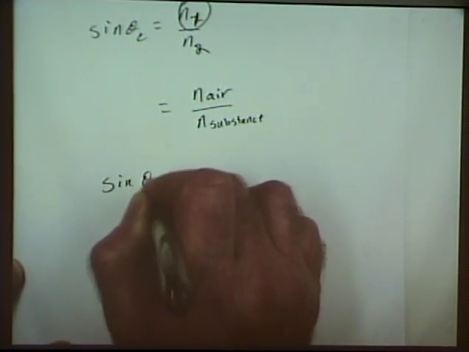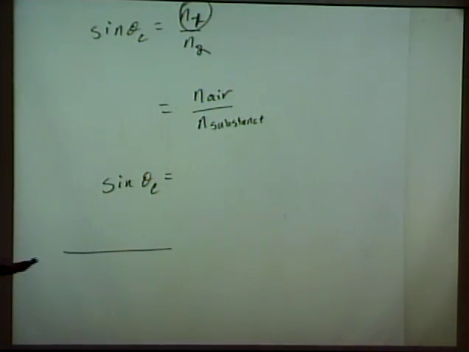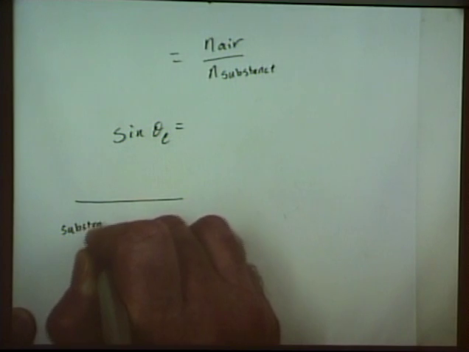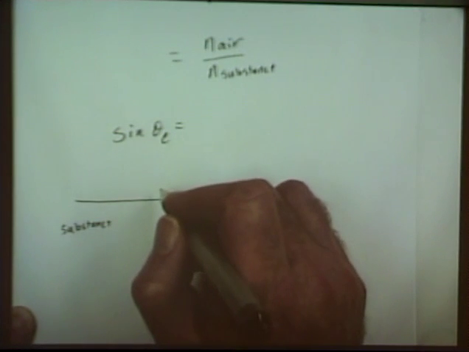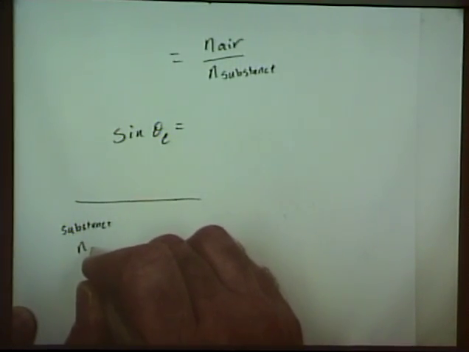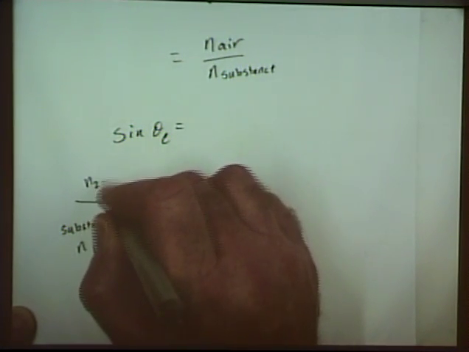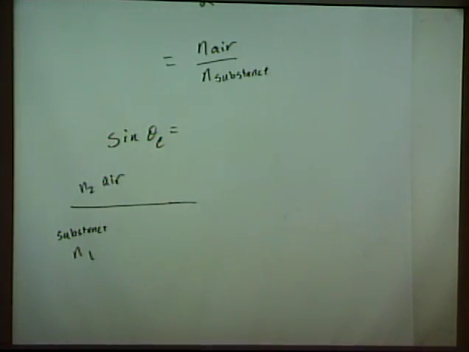Sine of theta c. Okay, now, here's what I have to do. If I happen to be in the substance down here, it's N2 over N1, where this is N1 of the substance, and this is N2 of the air. So I've written it the same way. So I've got it right. Okay, good.